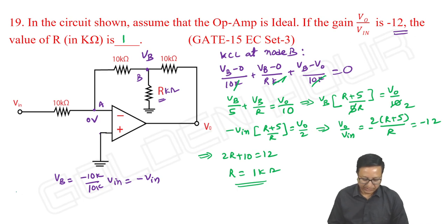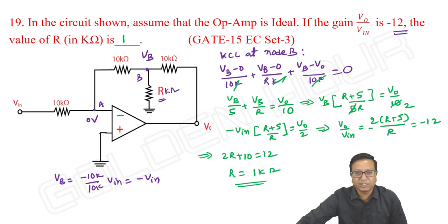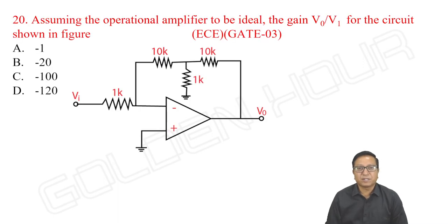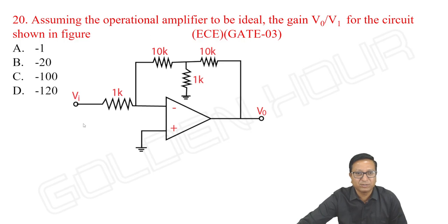Okay, that's it. This is how we can solve this problem, the regular method. Assume that the operational amplifier is ideal. The gain of the circuit shown in the figure is. You see, it is just something similar to the previous one only.